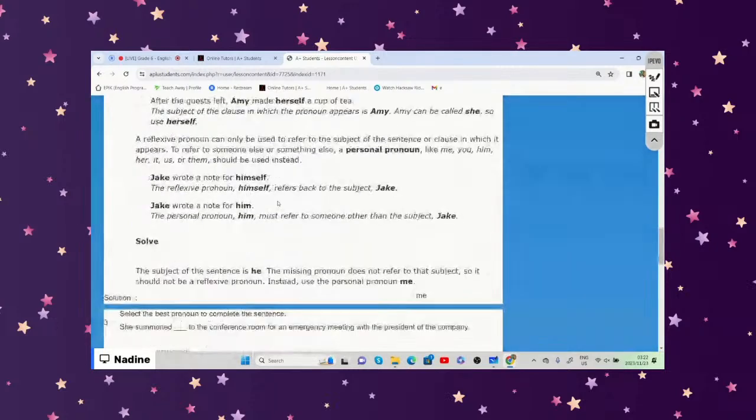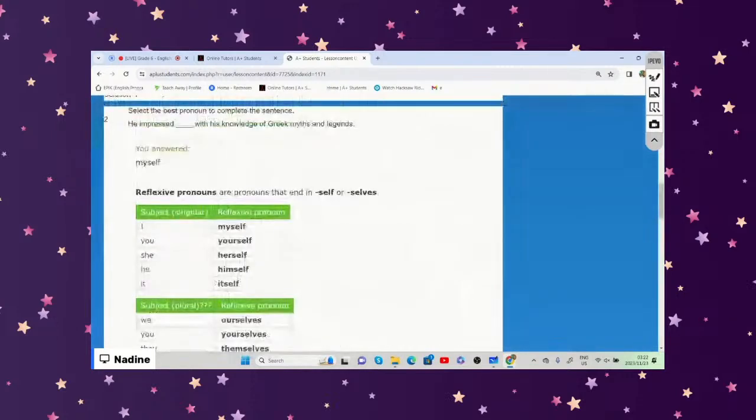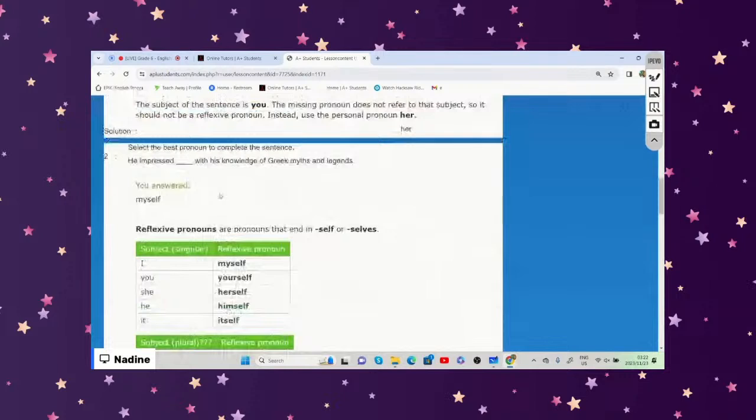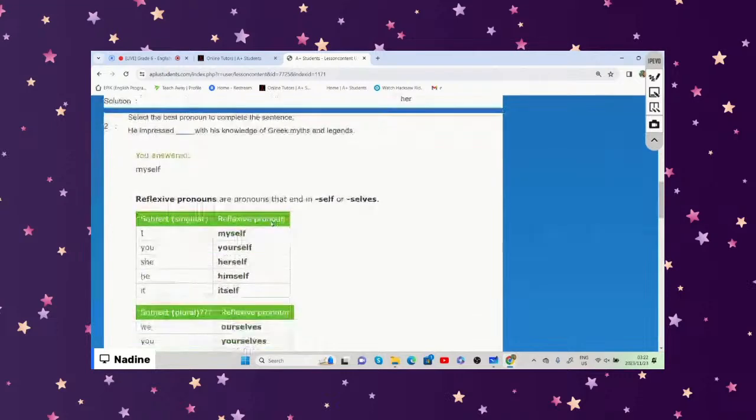Oh yeah, they're actually saying he impressed me. So which means that it is a personal pronoun. It means he impressed someone else, not himself.